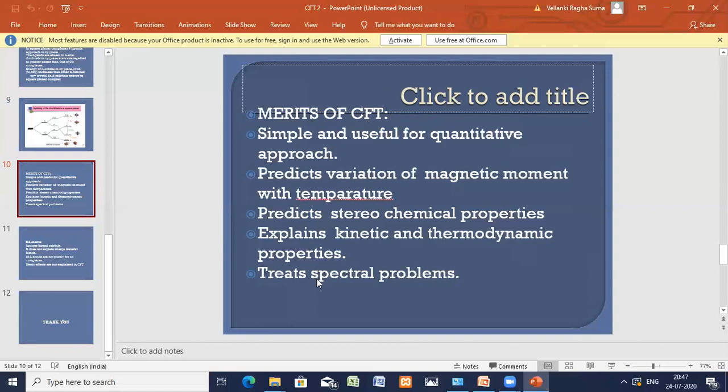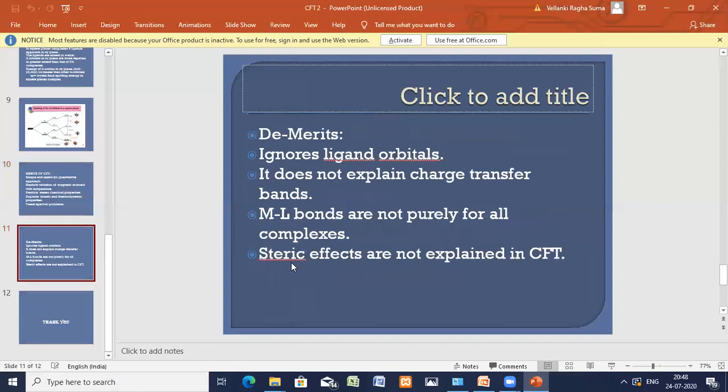It treats the spectral problems, the color properties, using the d-d transitions. After absorbing energy, the d electron jumps into another d orbital. Therefore, the d-d transitions can give the color properties, the spectral properties. Why a particular color is there for a particular complex can be explained using the CFT. So you have more advantages.